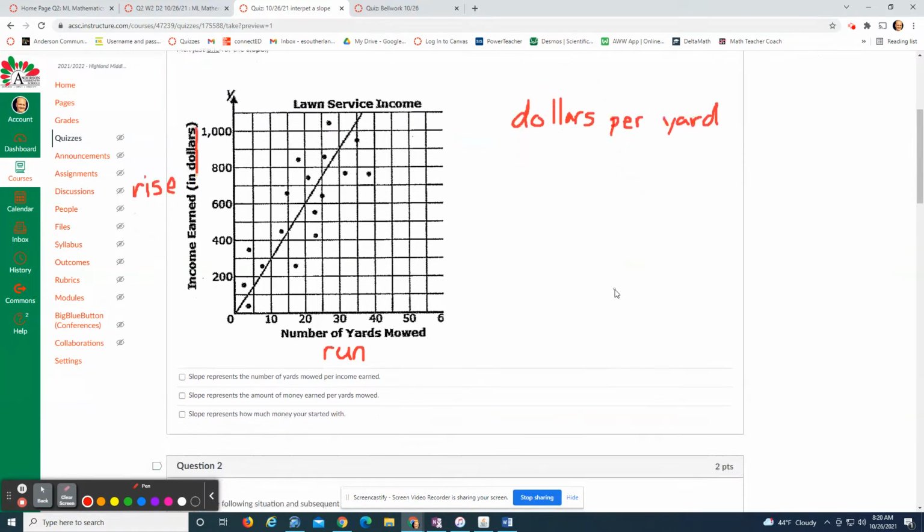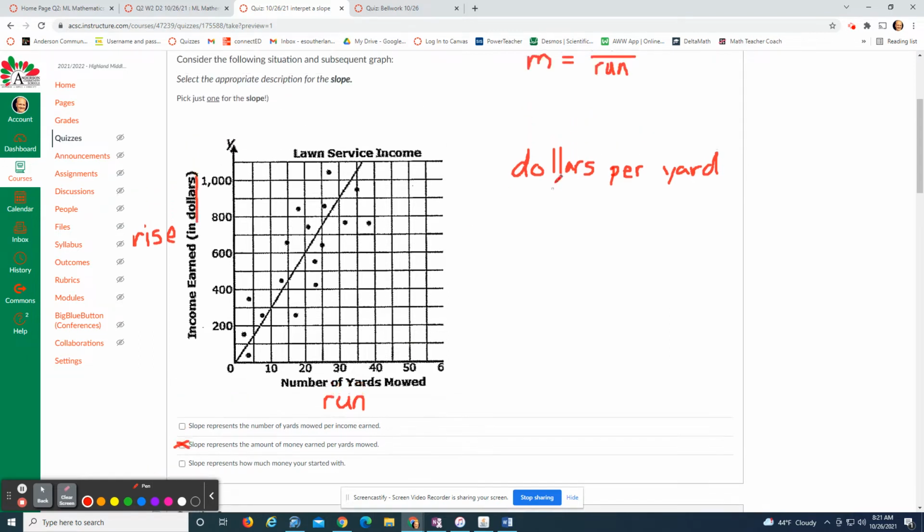So we can go down and look at the three that they've given. It says slope represents the number of yards mowed per income earned. Right? Is that written in the same order? Slope represents the amount of money earned per yards mowed. Is that written in the same order? Yeah. And then it says slope represents how much money you started with. It's the middle one. It's going to be slope represents the amount of money earned per yard mowed, right?